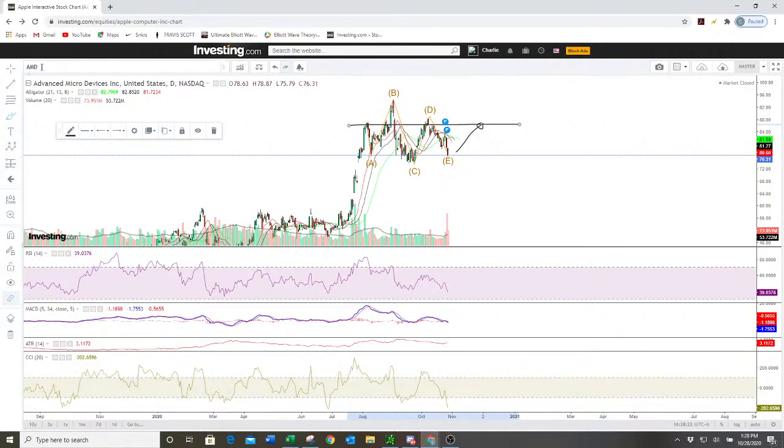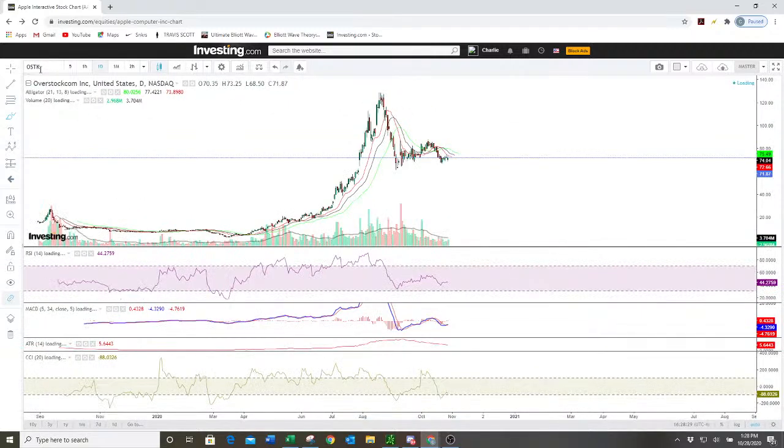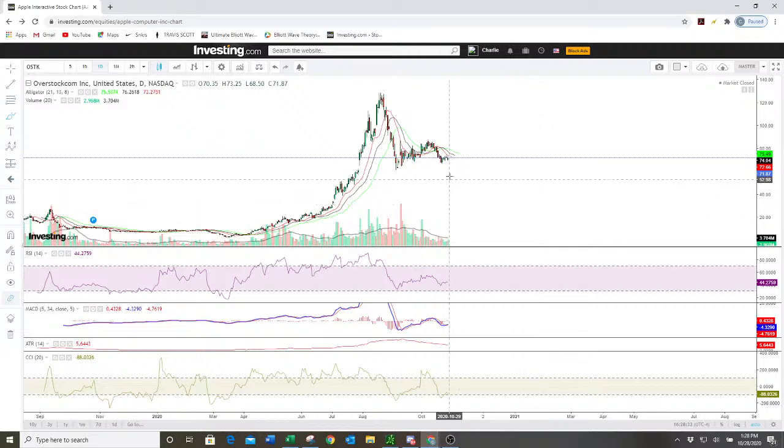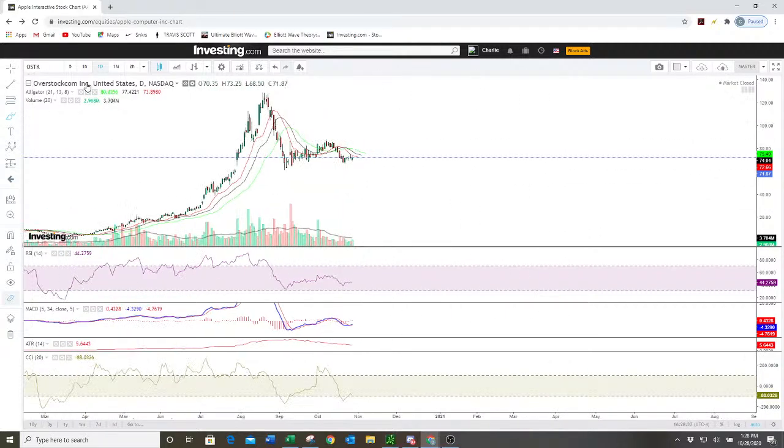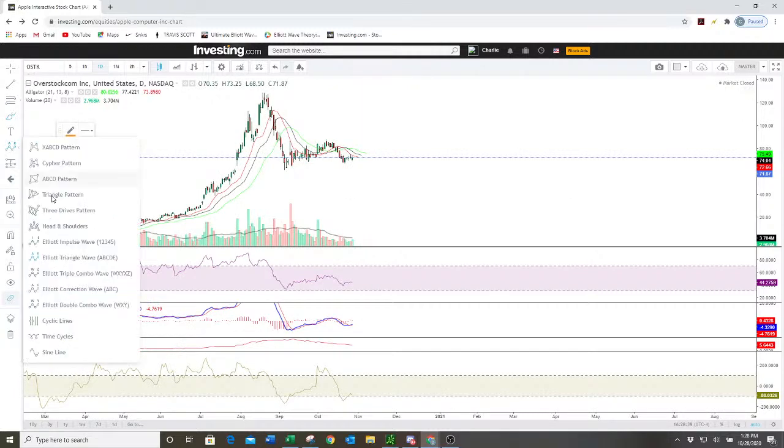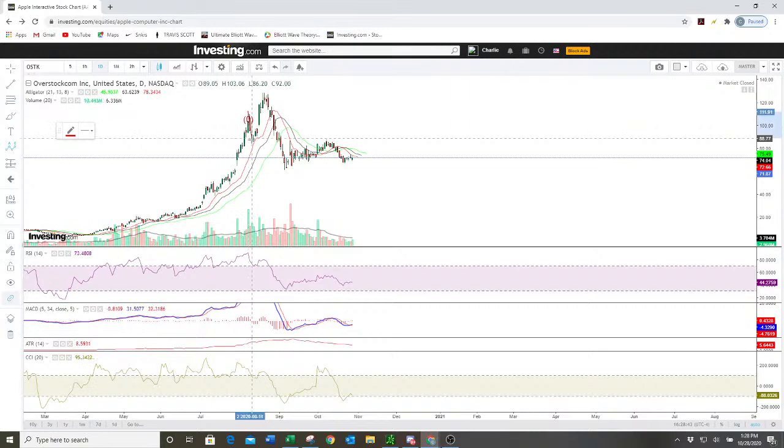Oh, sorry, did I miss Facebook? Oh, I did Facebook. Let me look at OSTK. Overstock, right? Overstock.com. Yeah, it looks like they're still in a corrective pattern, but it looks like they're coming back. Looks like maybe we got an extension of a C wave. So it looks like an A, a B, and then a C down here. Maybe we're coming back now.